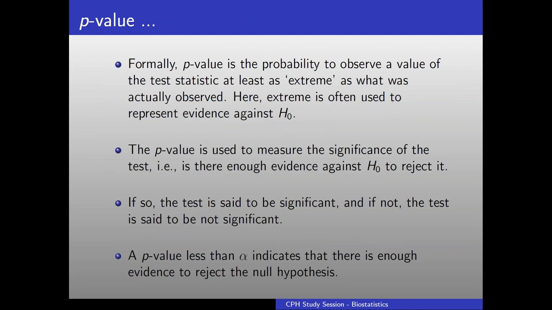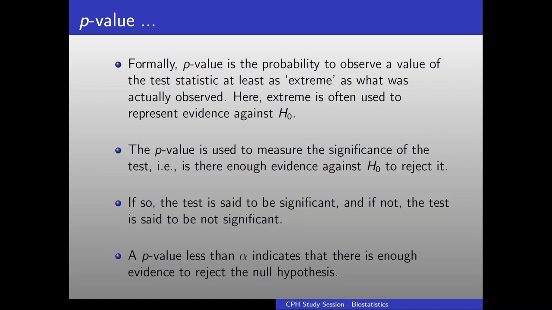All right, so let's talk a little bit about the p-value. Formally, a p-value is the probability to observe a value of the test statistic at least as extreme as what was actually observed. And by extreme, we mean evidence against the null hypothesis. Now, this is somewhat of an abstract definition. The way we use it, the p-value is used to measure the significance of a test. It's used to determine whether we have enough evidence to reject the null hypothesis or not.